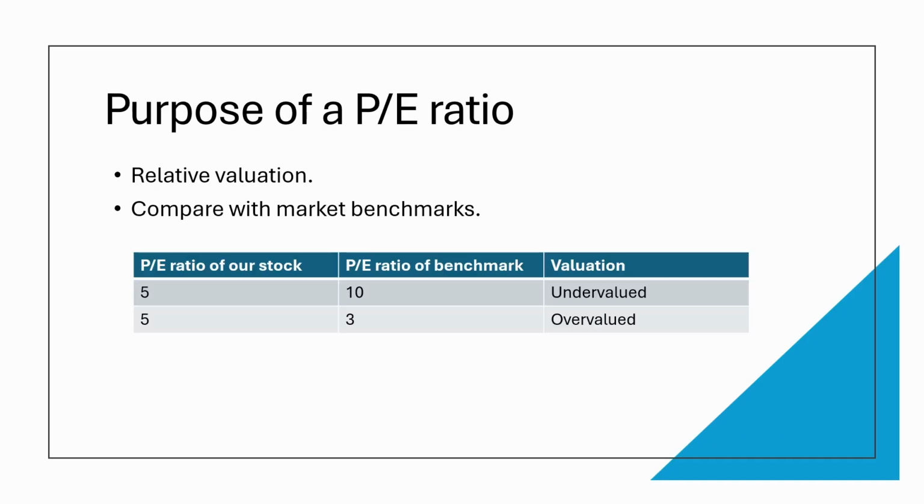The purpose of the PE ratio is to understand if a stock is fairly valued, undervalued, or overvalued compared to the general market. Let's say we see a stock with a PE ratio of 5 and the market benchmark is 10. This gives us an indication that our stock is cheaper than the general market. On the other hand, let's say the market benchmark is 3 and our stock's PE ratio is 5. This indicates that our stock is overvalued when compared to the general market.